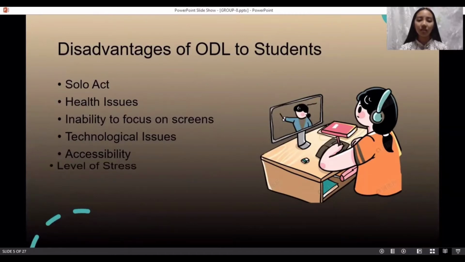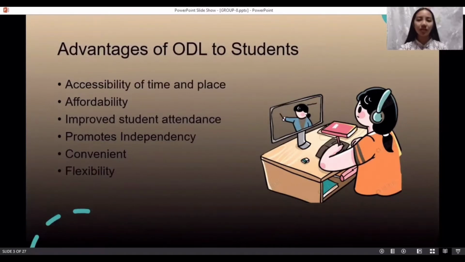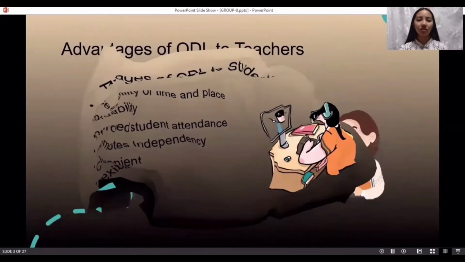And lastly is the level of stress. Some students isolate themselves for the reason that they can't handle the workload and the feeling of anxiety caused by deadlines of paperworks. Let's proceed now to the advantages of online distance learning to teachers.